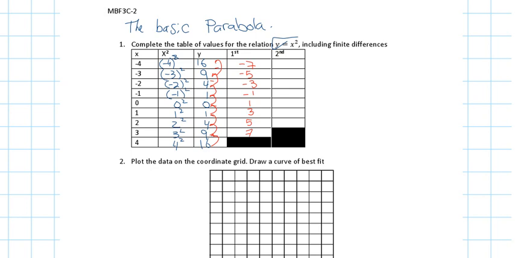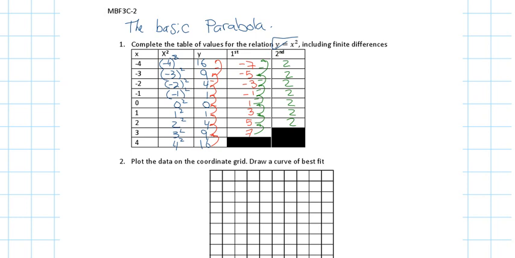I do the second difference. So -5 take away -7, positive 2. -3 take away -5, 2. -1 take away -3, that's 2. 1 take away -1, that's 2. 3 take away 1 is 2. 5 take away 3 is 2. 7 take away 5 is 2. So in this case, my second difference is constant, right? Which I knew because I know it's a quadratic function.